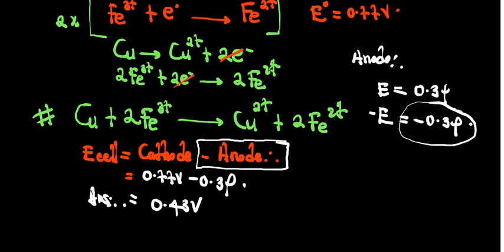They'll mark you for three things: balancing those half reactions, coming up with the overall reaction, and also finding the E cell. So please avoid making mistakes when it comes to finding the E cell. I hope I got myself across. I don't know if you have any questions here.